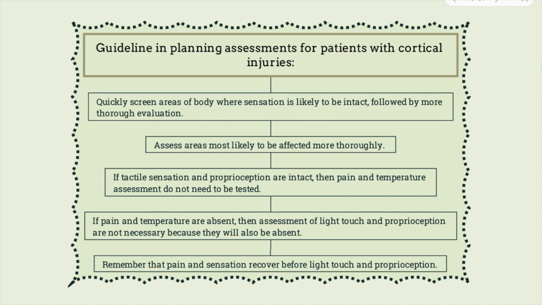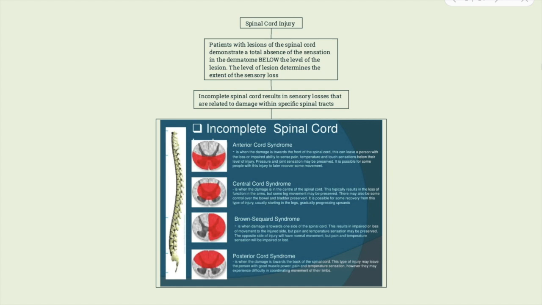Okay, and the book mentions some guidelines for planning assessments for patients with cortical injuries, so I'll just go over a few of them. So making sure to quickly screen areas of the body where sensation is likely to be intact, followed by more thorough evaluation, because you want to spend more time on areas that are most likely to be affected. If tactile sensation and proprioception are intact, then pain and temperature assessment do not need to be tested. And then if pain and temperature are absent, then assessment of light touch and proprioception are not necessary because they too will be absent. And then just remembering that pain and temperature sensation recover before light touch and proprioception.